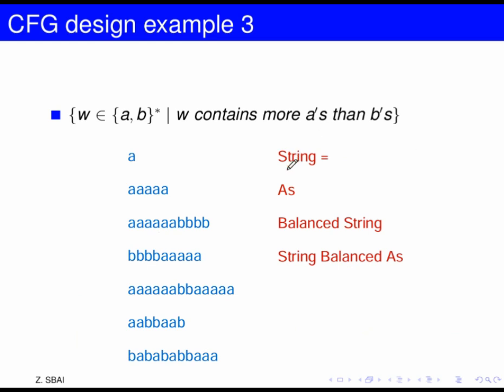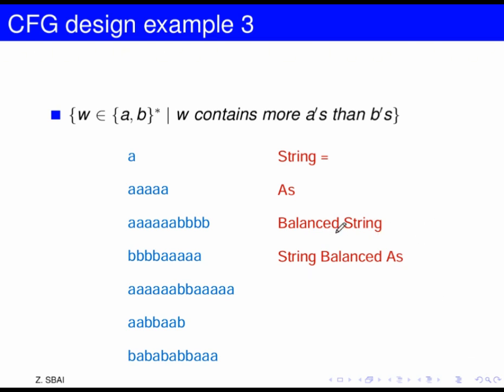So if S is the accepted string, we can say that it may be a list of A's or a balanced substring followed by a string with the same pattern as the original string, or also we can say that it will be a string in which the number of A's exceeds the number of B's, followed by a balanced string, followed by a set of A's. In this way, we optimized the rules, and we can find all the other rules from this one.